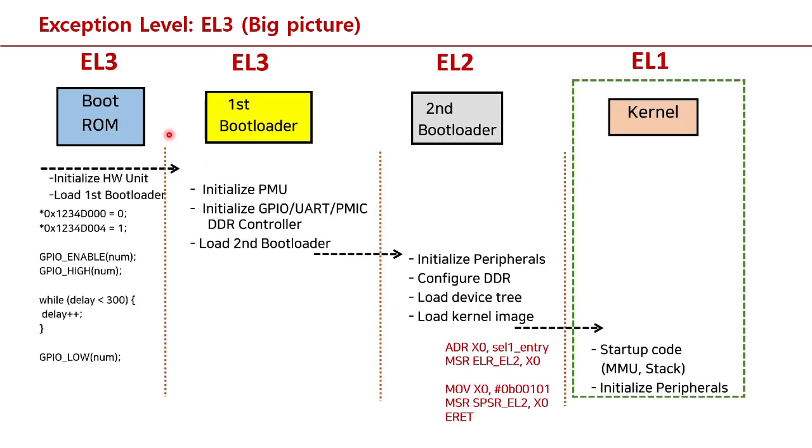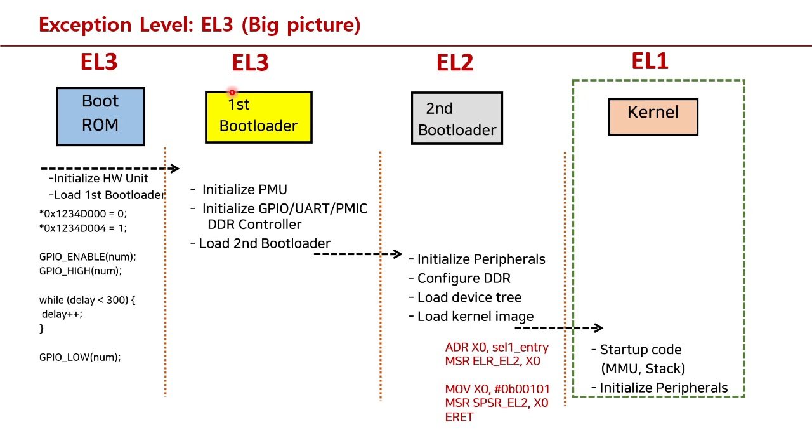Now, here is the boot sequence diagram that describes how your system boots up. The critical initialization can be done at exception level 3. That is performed during the boot time. For this reason, the bootloader can be running at exception level 3. For more information about the boot sequence diagram, I want you to refer to another session of the lecture.